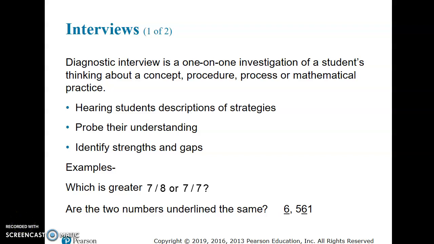Question examples for interviews could be which one is greater, 7/8 or 7/7? Are the two numbers underlined the same, 6 or 561? Have them draw it out. Manipulatives and explaining out loud are all ways to learn what the student knows.